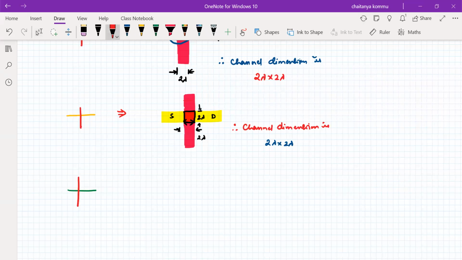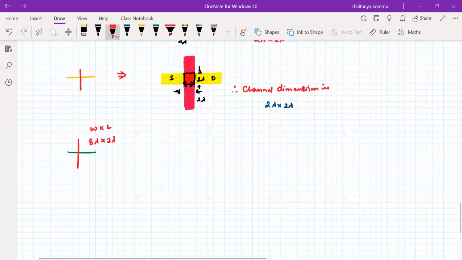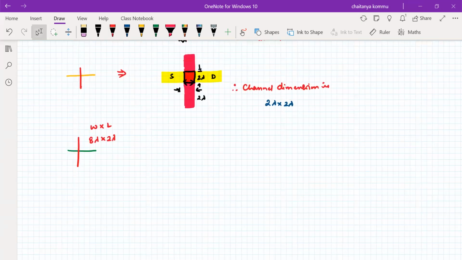For example, I want to have 8 lambda by 2 lambda. So the width is 8 lambda, length is 2 lambda. So how do I define the dimensions of the channel? What is the size of the transistor? How do we define the layer information in terms of the design rules? The width of the channel should be 8 lambda. The length will be the same. So do I need to change the width of the polysilicon or the width of the diffusion? That's the question.